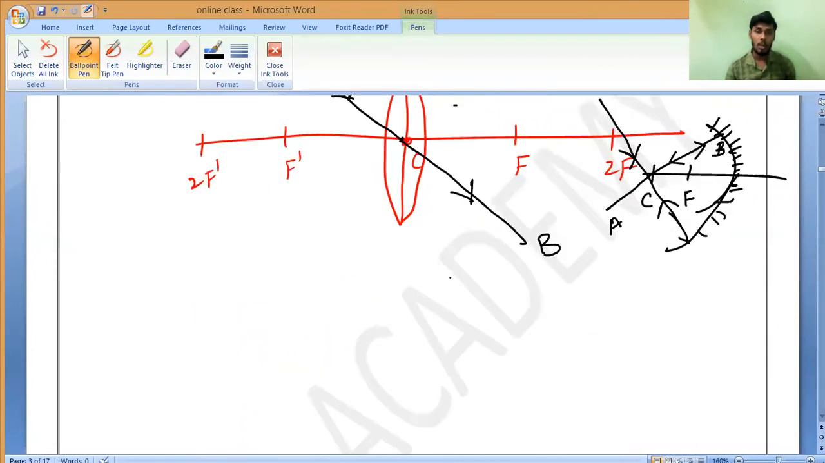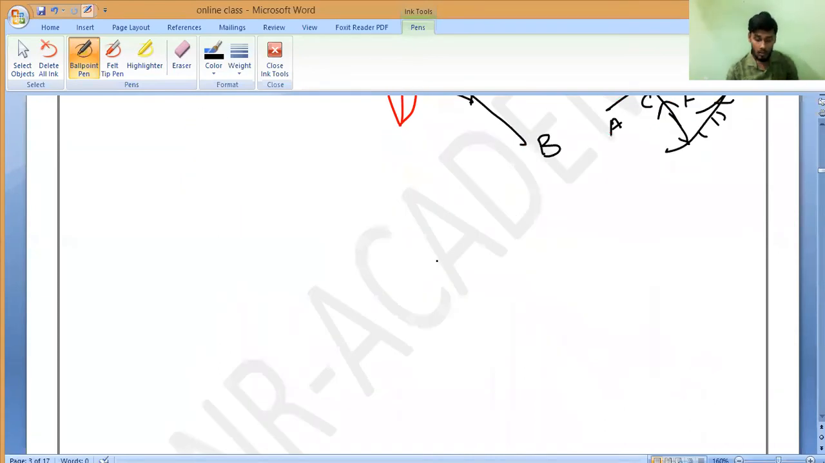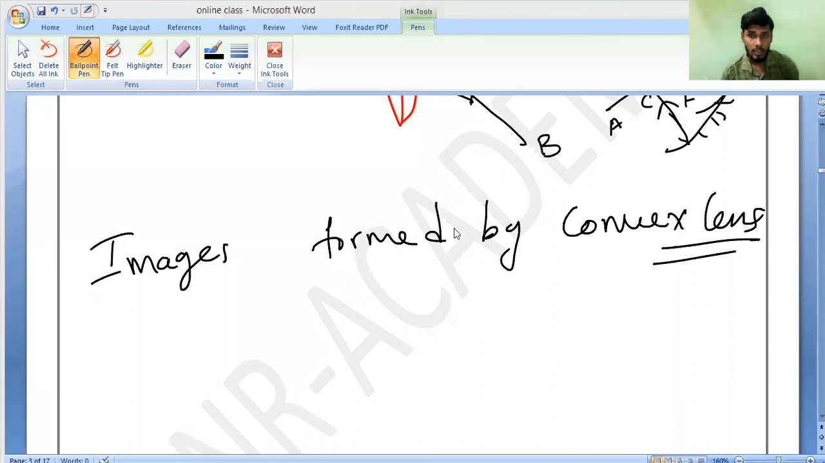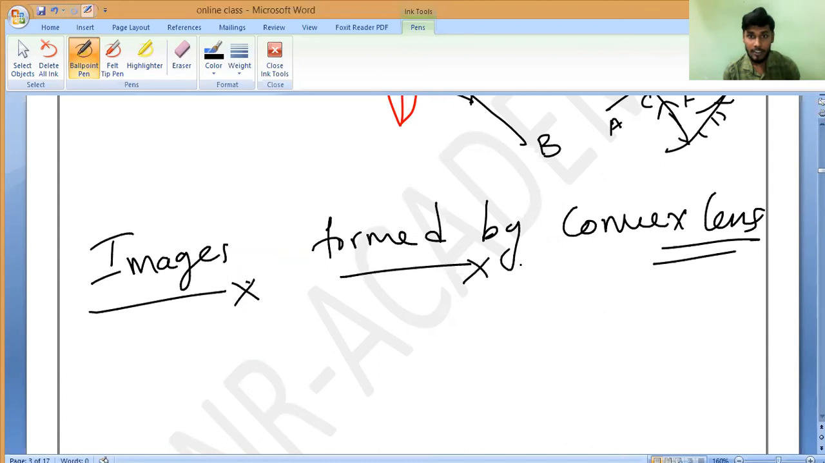Now, is it completed, everybody? Please tell me. Now, immediately, all of you keep the heading: images formed by convex lens. Images formed by convex lens. All of you keep the heading, in a single pace, at a single shot. No confusion, nothing will be there.